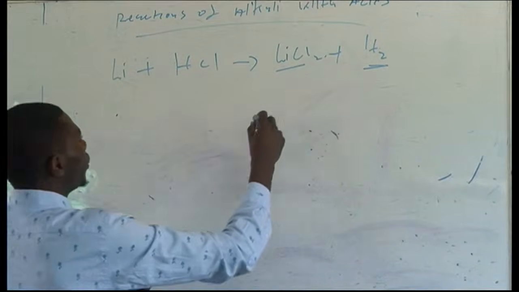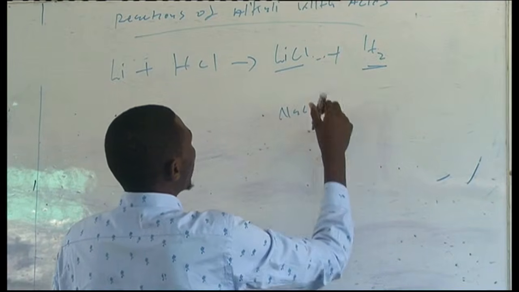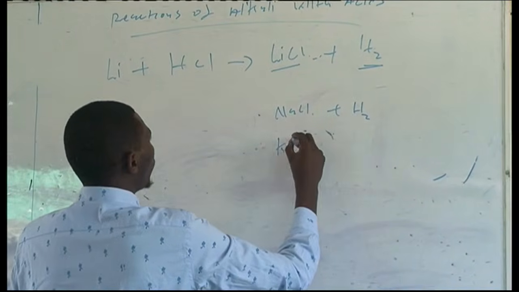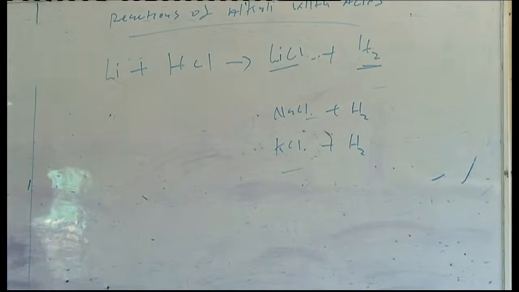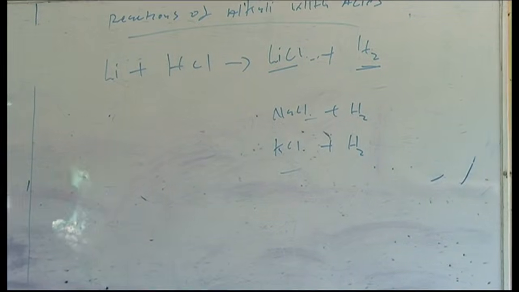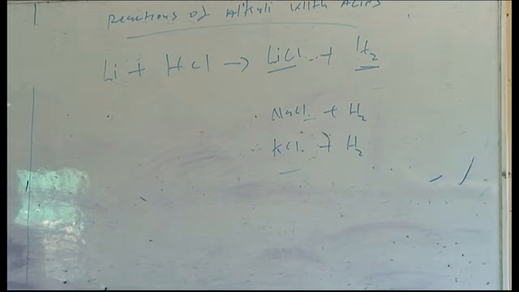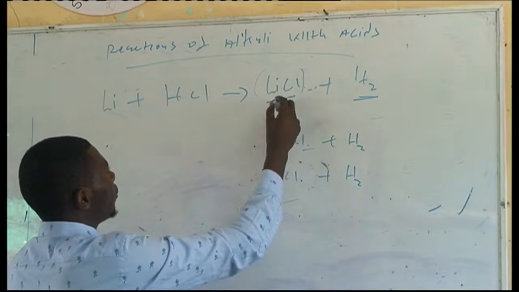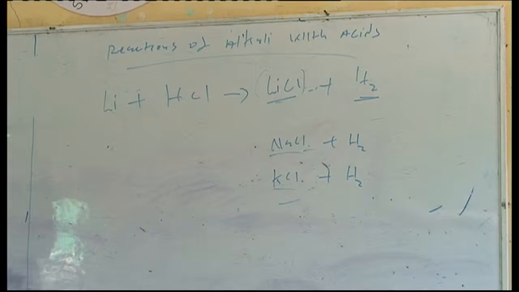For sodium, it will produce sodium chloride plus hydrogen gas, and for potassium, it will produce potassium chloride plus hydrogen gas. So with dilute acids, they produce salt and hydrogen gas, and the salts are, for lithium, lithium chloride, sodium chloride, and potassium chloride.